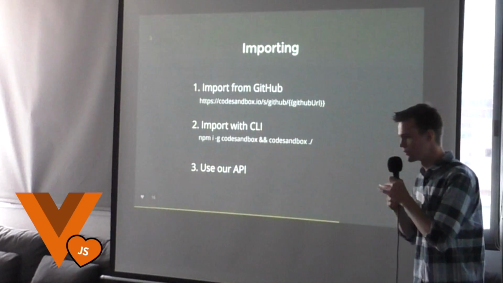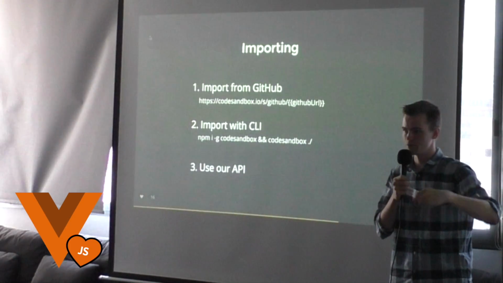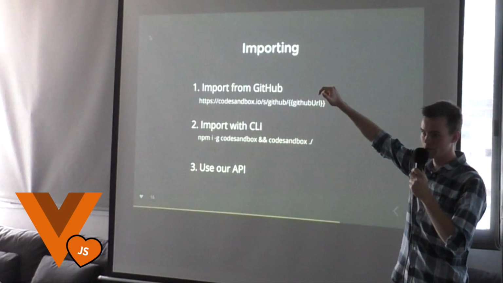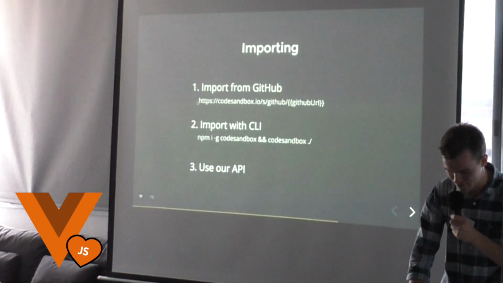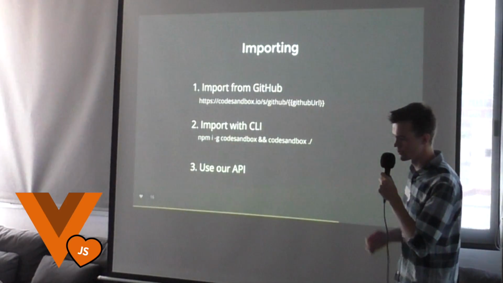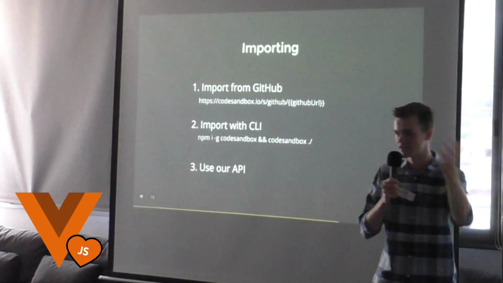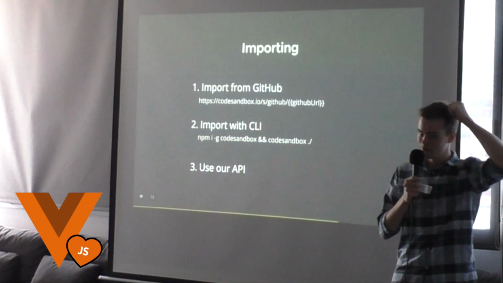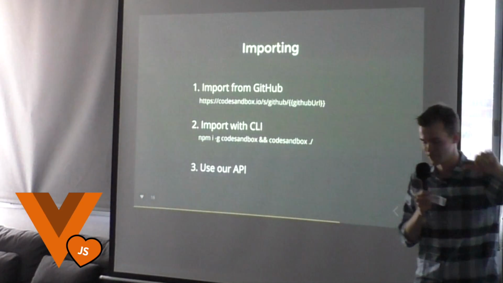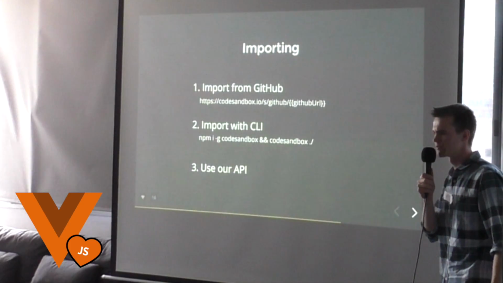And we support importing. So let's say you have a project already in Vue. You can import it in Codesandbox in multiple ways. The first one is import from GitHub. If you take the last part of your URL from GitHub and paste it after this, you will get a sandbox back that's synced with the GitHub repository. So as soon as you make a commit on GitHub, it will also automatically update the sandbox. And from Codesandbox, you can also make commits to GitHub, so you won't have to leave your browser to make commits. The second one is import from CLI, or maybe it's better to say export from the CLI.